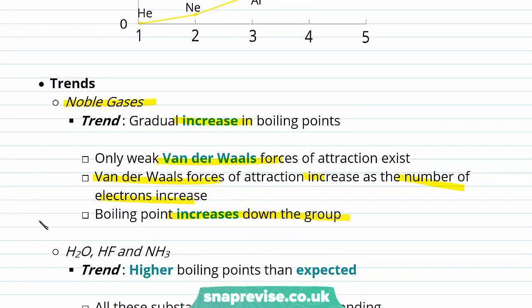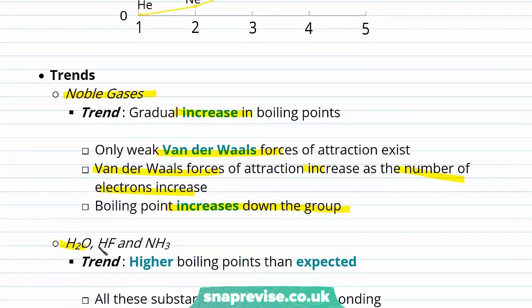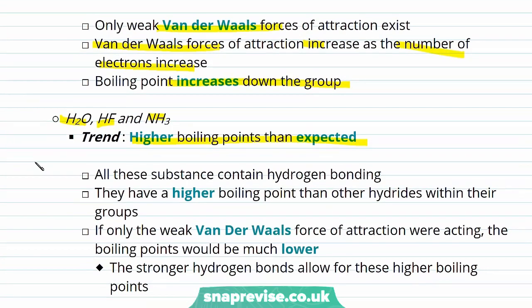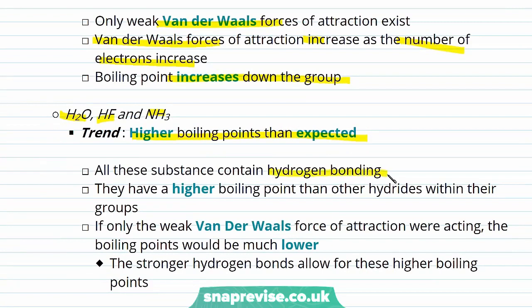If we have a look at the boiling points of water, hydrogen fluoride and ammonia, we'll see higher boiling points than expected. This is because all these substances contain hydrogen bonding. They have a higher boiling point than other hydrides within their groups. Now, if only the weak van der Waals force of attraction were acting, the boiling points would be much lower. However, the strong hydrogen bonds allow for these higher boiling points that we observe.